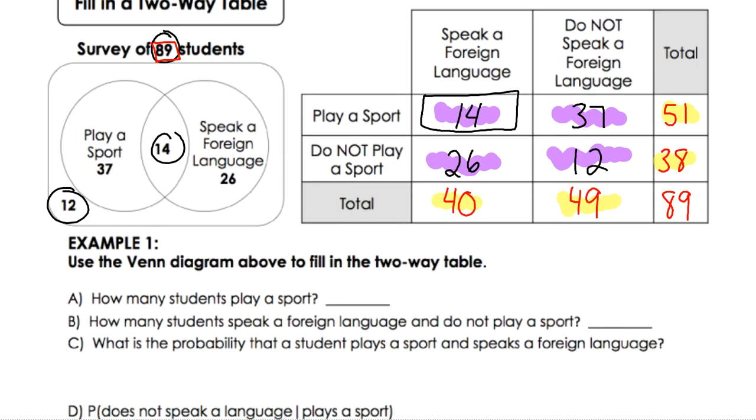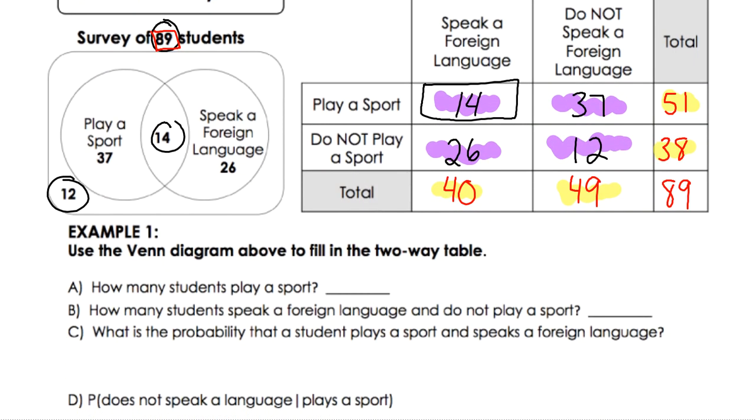We're now going to use that two-way table to help us answer some questions down below. Down below here, it's asking us how many students play a sport. When we look at our table, we can see play a sport is the entire row across the top, and so that would be 51.